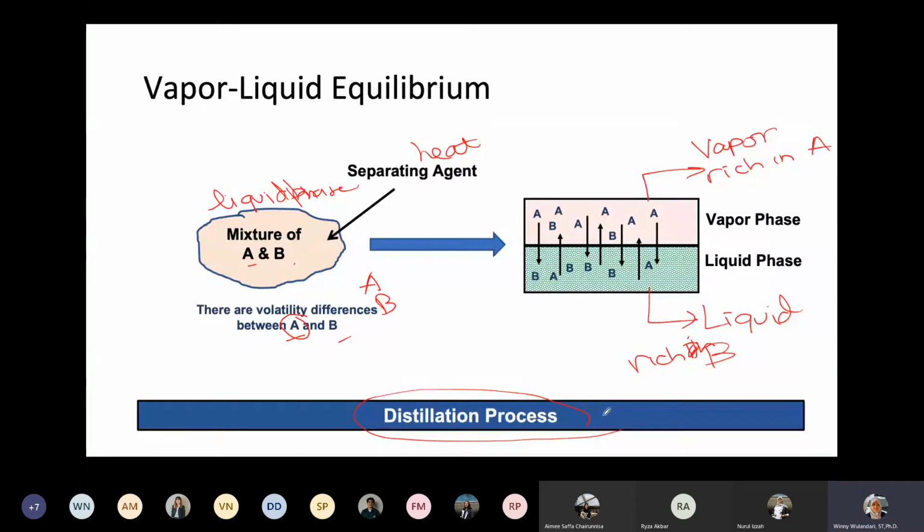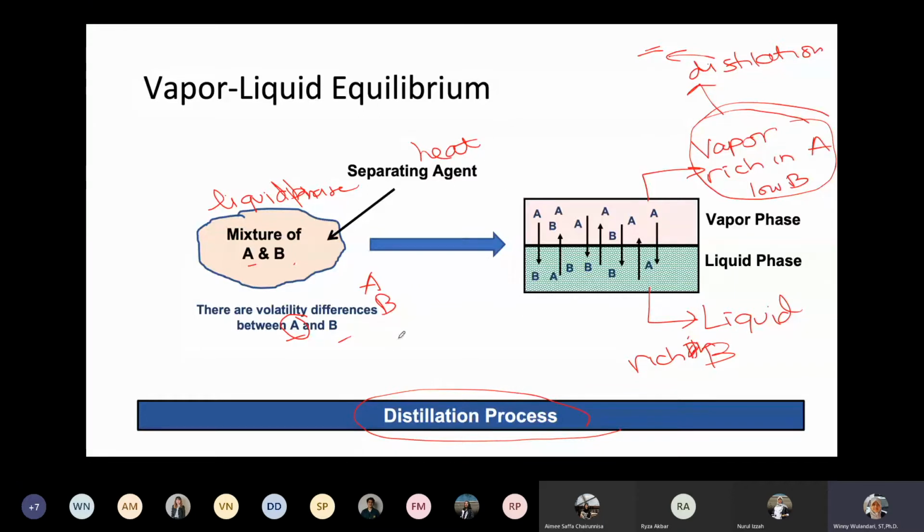Now the question: how do we get a really pure product? This vapor still has a little bit of B in it, so we do another distillation process, and again, so we have a multi-stage distillation. We will talk about multi-stage distillation next week, but the basis is from here. We do multi-stage distillation, distilasi bertingkat, in order to get very pure A. A is usually the product we want.